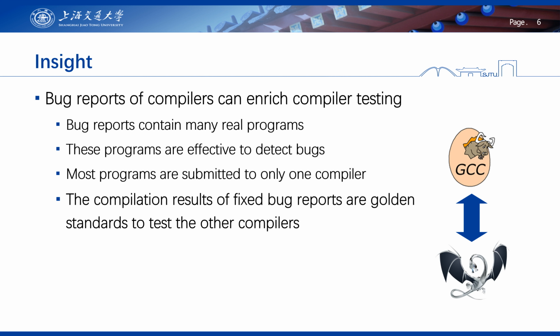Third, most programs are submitted to only one compiler. These programs can detect more bugs in other compilers. Finally, many bug reports are fixed. Their compilation results can be used as a golden standard to test other compilers. Considering all these points, in this study, we analyze how to test compilers with programs from bug reports.